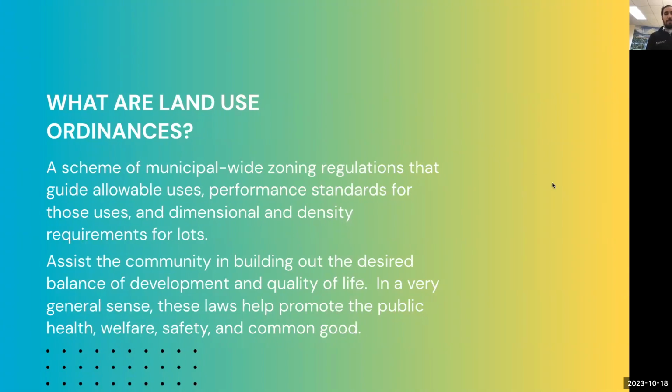So first, what are land use ordinances? Land use ordinances are a scheme of municipal-wide zoning regulations that guide allowable uses, performance standards for those uses, and dimensional and density requirements for lots. A lot of our municipalities will just have a paragraph form for their zones and the types of uses they allow in those zones. But my preferred way is using a table of uses, where you have your zones lined up in columns and rows with the different uses, and you just say yes or no as to whether that use is allowed in that particular zone.